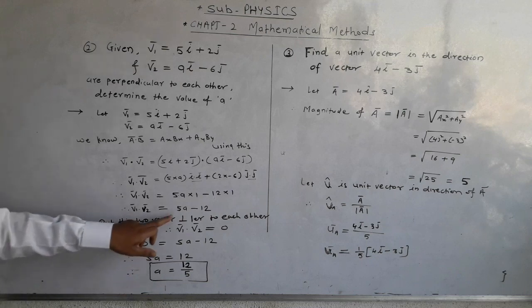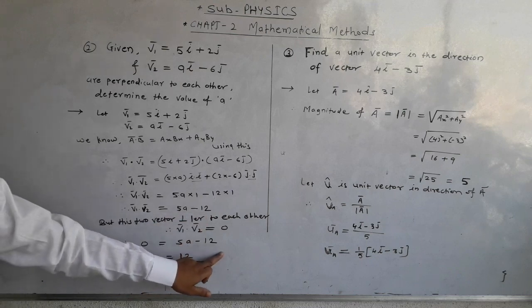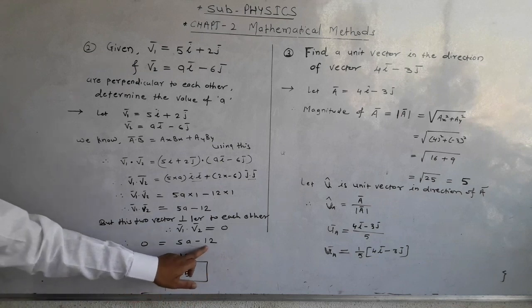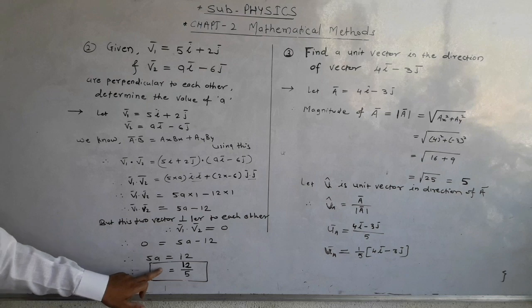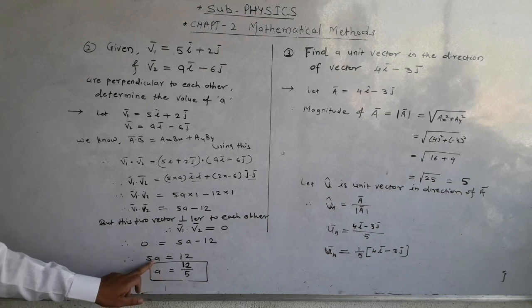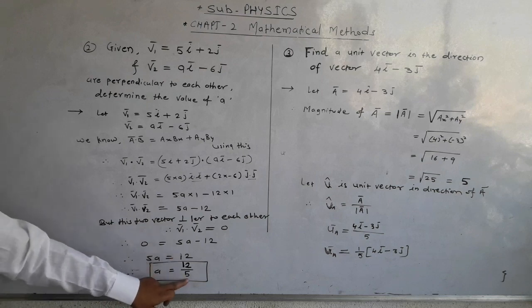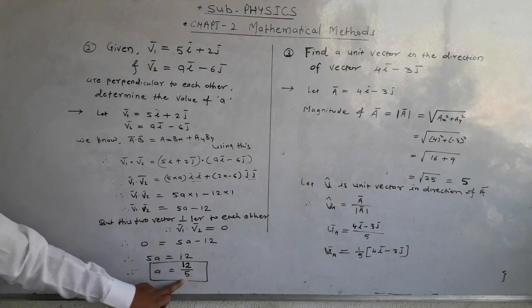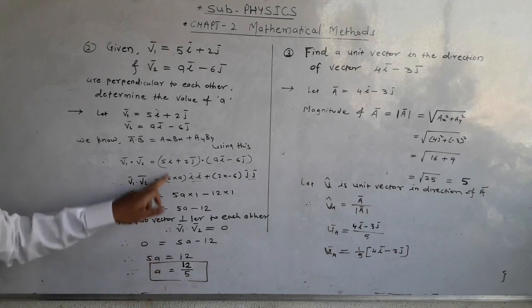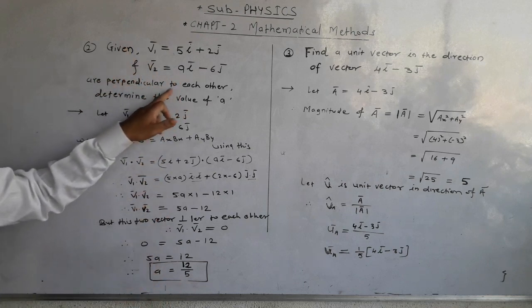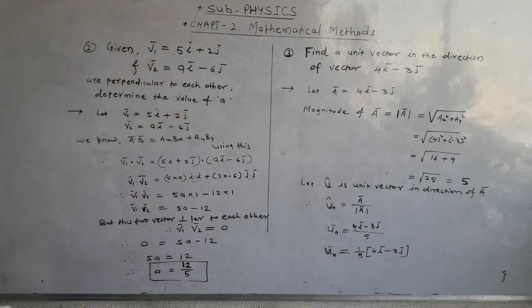Therefore, 0 is equal to 5a minus 12, and this minus 12 comes to this side, plus 12. Therefore, 5a is equal to 12. Therefore, a is equal to 12 upon 5. This is the value of a because these two vectors are perpendicular to each other. Okay, you understand this problem well.